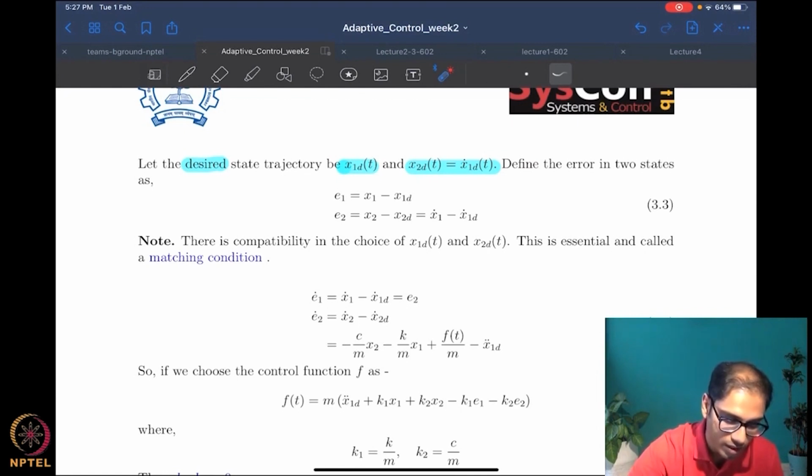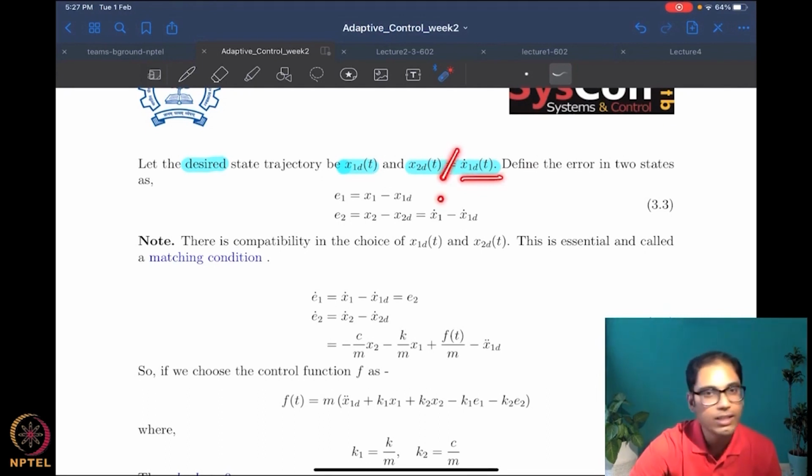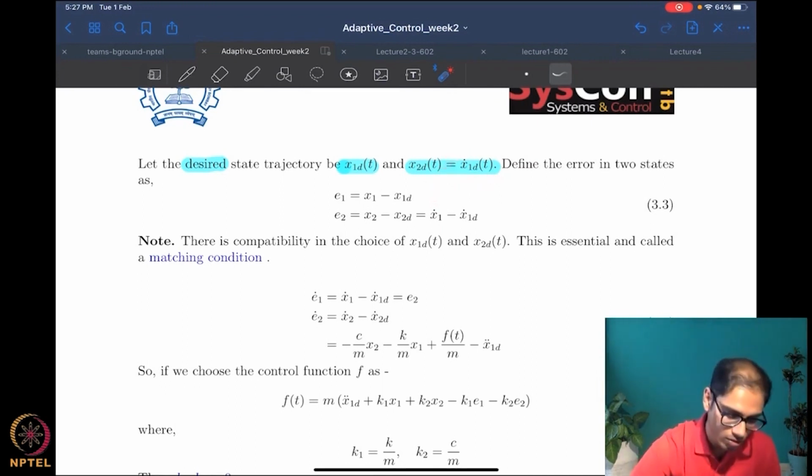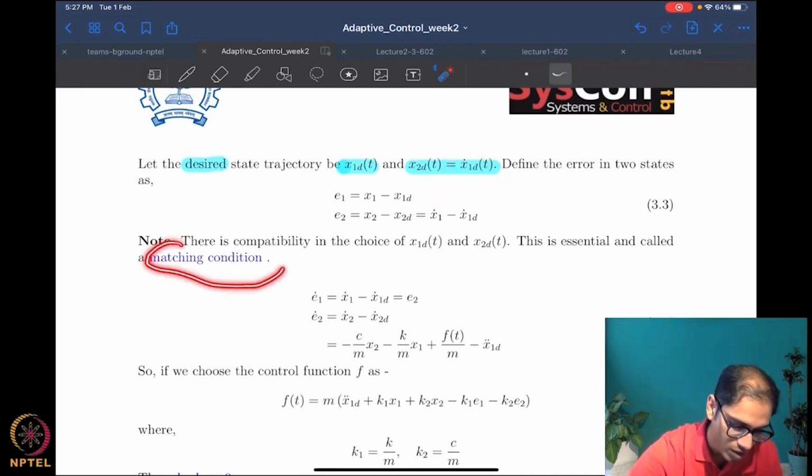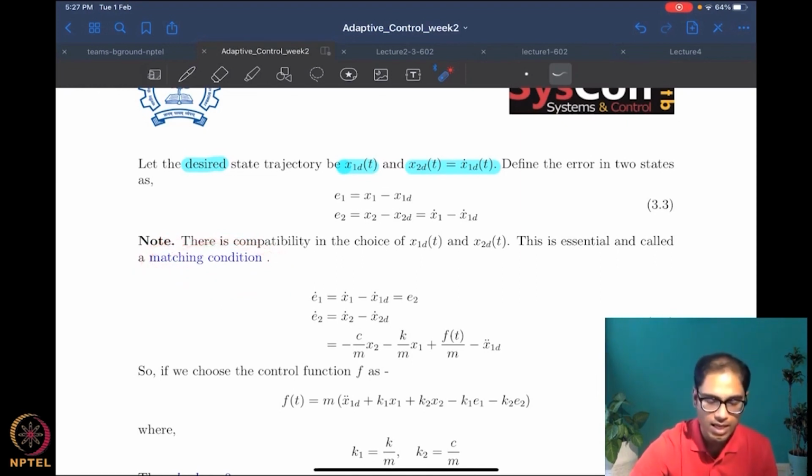If I give you a trajectory where x1 dot desired is not equal to x2 desired, then this trajectory cannot be followed by this system. This should be obvious to you. So that's why this is called a matching condition. If your system has position derivative equal to velocity, then your trajectory also has to have position derivative equal to velocity. There's no two ways about it. Okay, great. Now that I have these desired trajectories, what do I do?